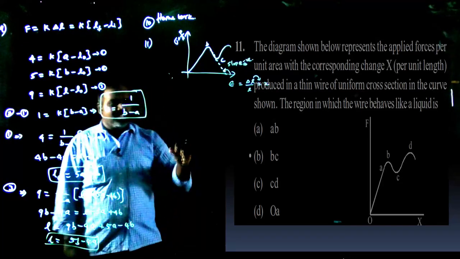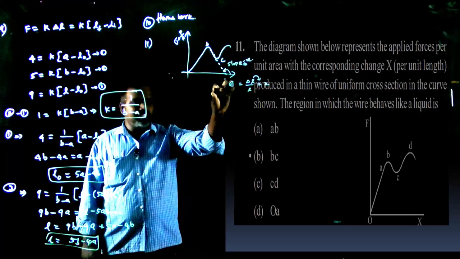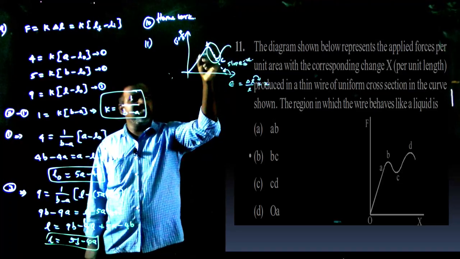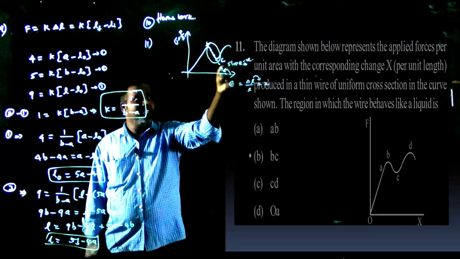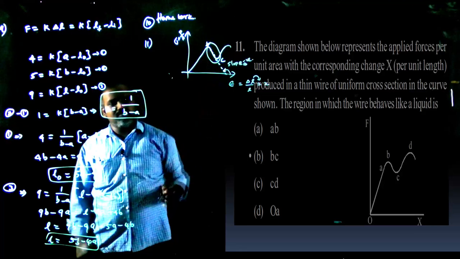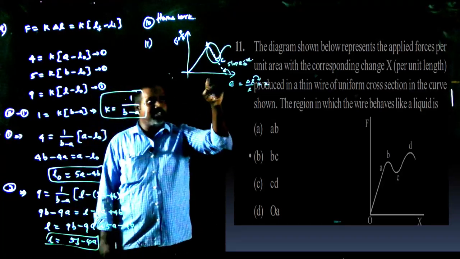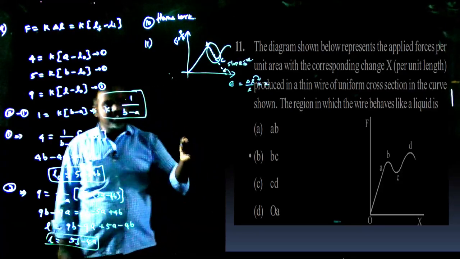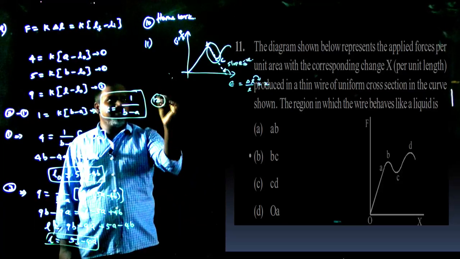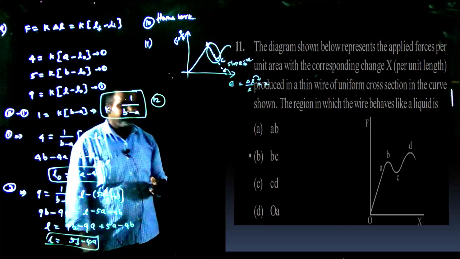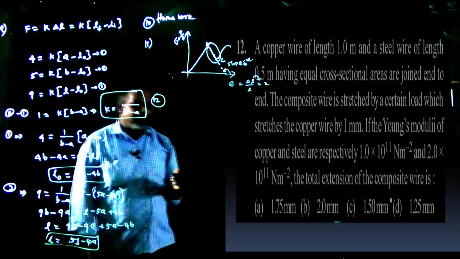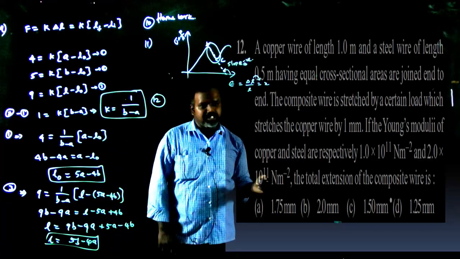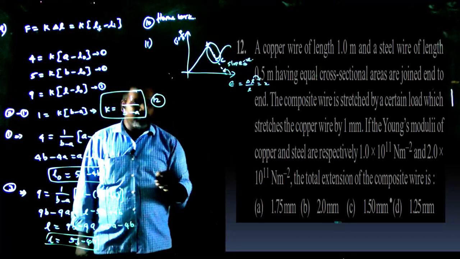Therefore, the correct answer to the given question, in which region the material will behave like a liquid, is between the regions B and C. The reason is that the slope of the graph is negative, where the bulk modulus, or bulk volume strain, gives the negative slope. Now let us go to question number 12. Question 12 is about a copper wire of length 1 meter and a steel wire of length 0.5 meter, of equal cross-sectional area. Please take a note of this question.